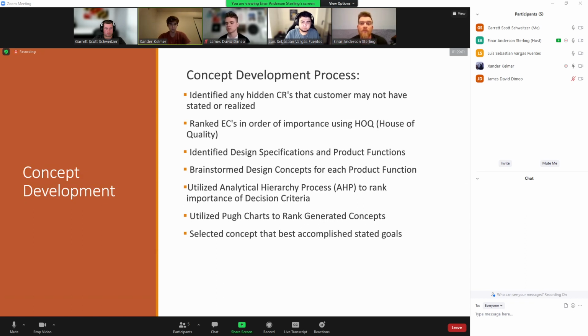So for our concept generation, our development process is that we took our CRs and ECs as previously mentioned. We have product functions based off of those. And then we brainstormed a bunch of different design concepts for those product functions. Then we utilized methods like the analytical hierarchy process and Pugh charts to help rank and choose which of those concepts were the best for each product function. And then after that, we assembled together our preliminary design for our product.